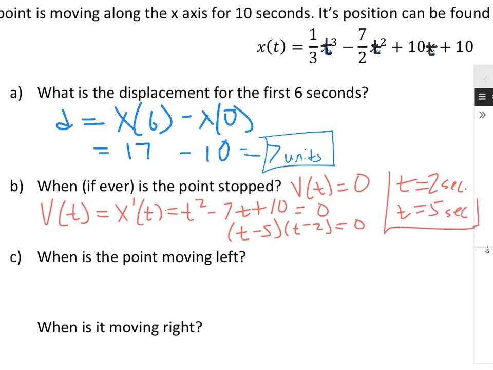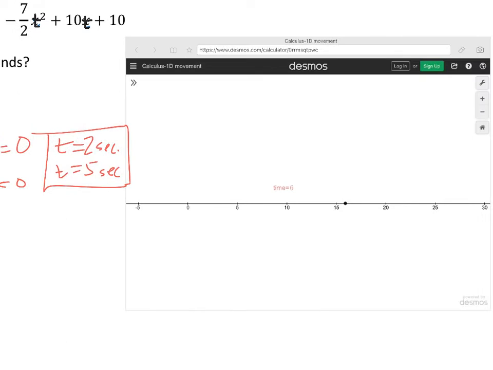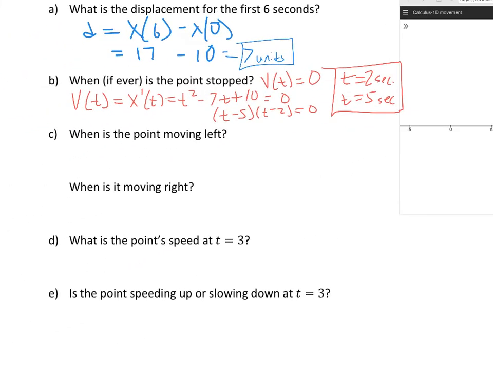So there are our 2 times when it stops, and we can look at our graphic and see, yeah, I think that's about right. Watch the time, it's going to start over. It's about 2 seconds it stops, and about 5 seconds it stops. Yep, that's exactly right. Well, when is it moving left? Leftward movement here means that the velocity is negative, so the velocity is less than 0. Here we can kind of use a number line.